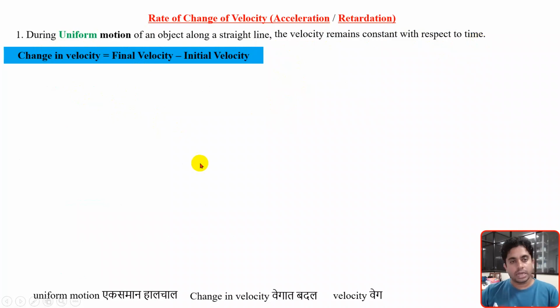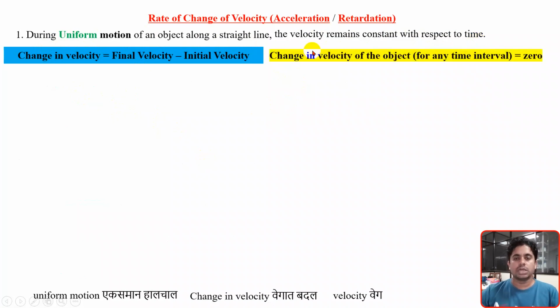So through that graph, the uniform motion graph we have discussed, we came to know that the change in velocity of the object for any time interval is zero. So this is regarding the uniform motion.